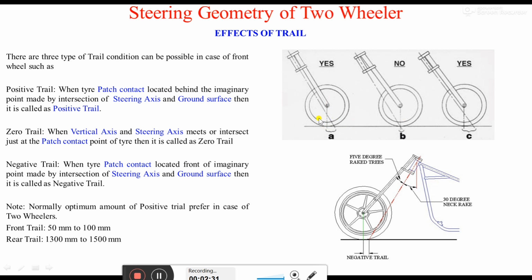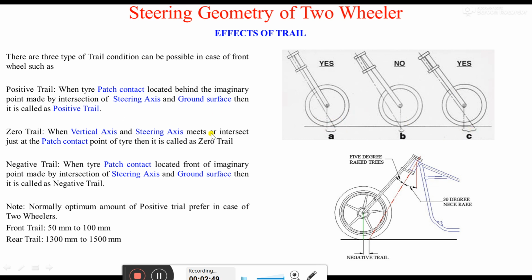Okay, this is a positive trail and this one is also a positive trail. The only difference is that here the positive trail is somewhat less as compared to this one. So for example, if here the positive trail is 20 mm, then here it may be 30 mm, but it is a positive trail in case of this one and this one.